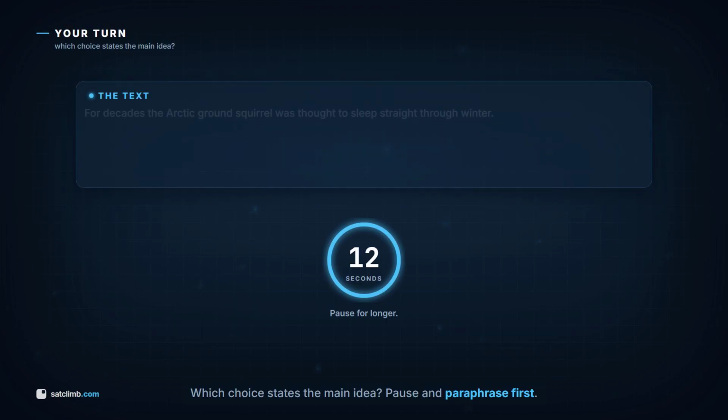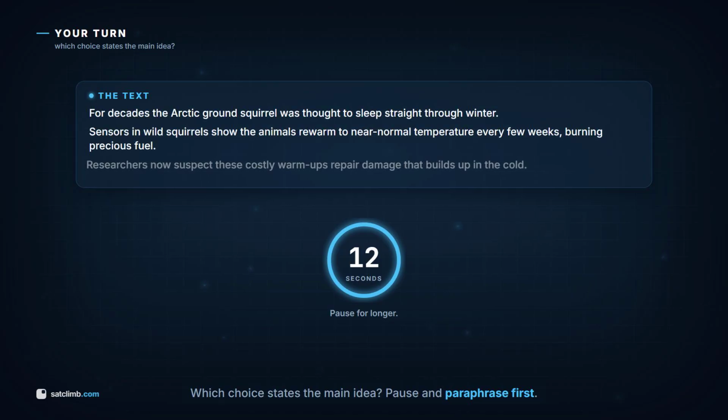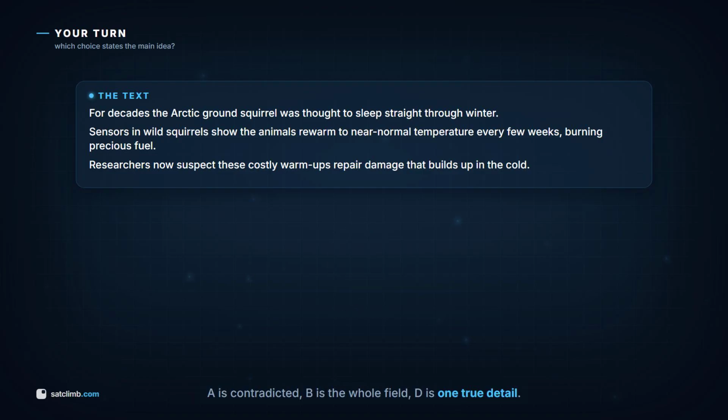Your turn. For decades, the Arctic ground squirrel was thought to sleep straight through winter. Sensors in wild squirrels show the animals rewarm to near normal temperature every few weeks, burning precious fuel. Researchers now suspect these costly warm-ups repair damage that builds up in the cold. Which choice states the main idea?